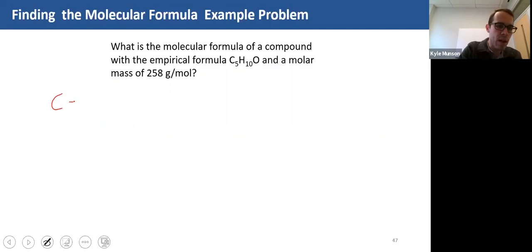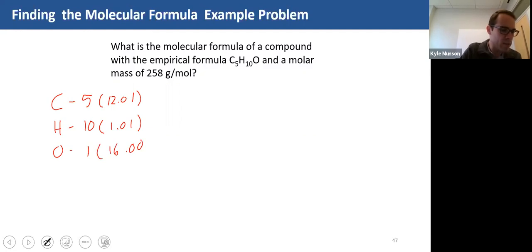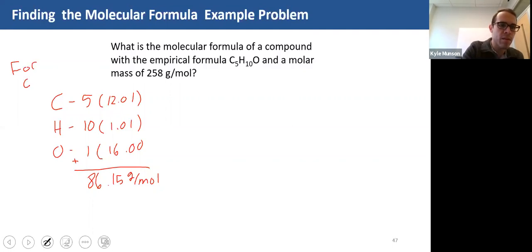Okay, so similar, I'm going to write down what I have and how much of each I have. So 5 of those, 10 of those, 1 of those. Get their masses off the periodic table. We're getting plenty of practice doing this now. When I do all of that and add it up, I got 86.15 grams per mole. This is for the empirical formula unit, for C5H10O. Okay. So now what's our next step?